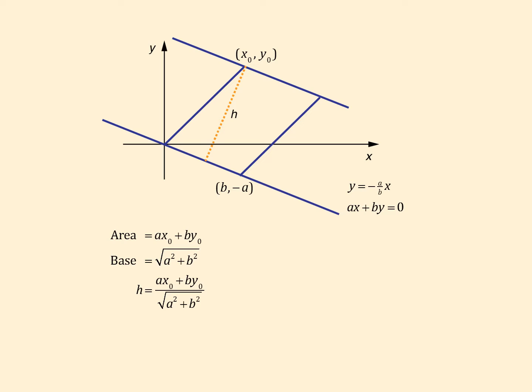So here we have the case where, just generalizing the previous problem really, the equation of the line is ax + by = 0, and the coordinates of the point, instead of (4,4), we've generalized to (x0, y0). And so using the formula, we can see that the area of the parallelogram is ax0 + by0, and the base is the square root of a squared plus b squared. And hence the height, h, is ax0 + by0, that's the area, divided by the base, root a squared plus b squared.